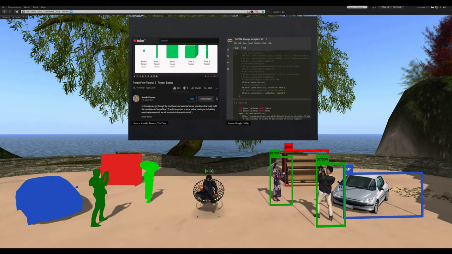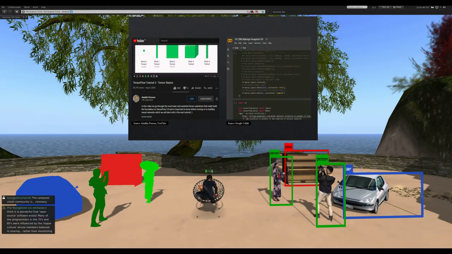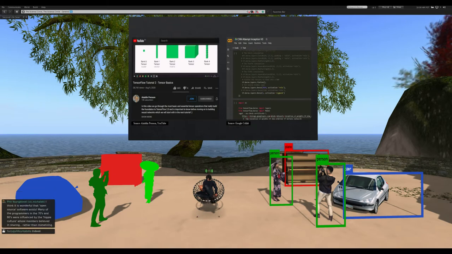YouTubers like Aladdin Pearson upload videos on how to use these techniques, how to apply them in code, and how they work, and they make it open to many people. If you want to learn this from scratch, it's not exactly very difficult. This is actually one lecture among many, many lectures that you can find online, if you really want to get involved in the subject.